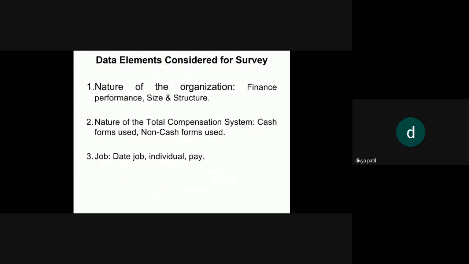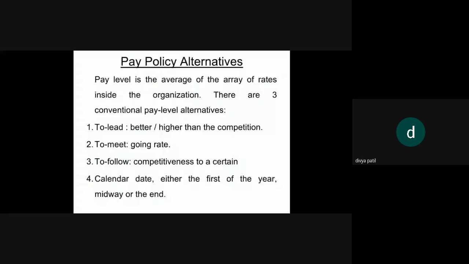What we'll do, anyway, we'll continue with this. Now we have next the pay policy alternatives, like pay level. As I told you, it's an average of an array or range of rates within the organization. There are three conventional pay level alternatives that we have. What pay level can you set compared to the competitors?